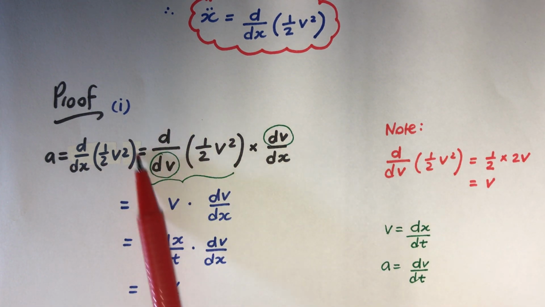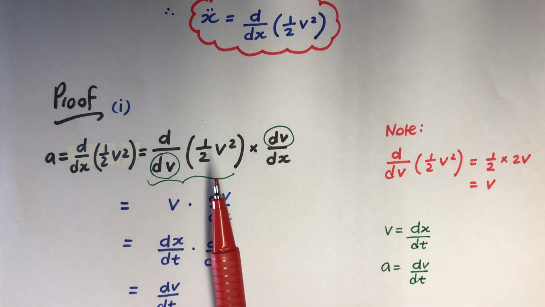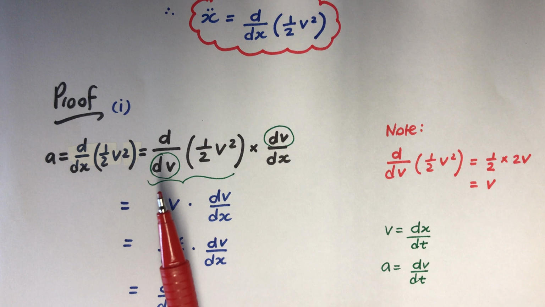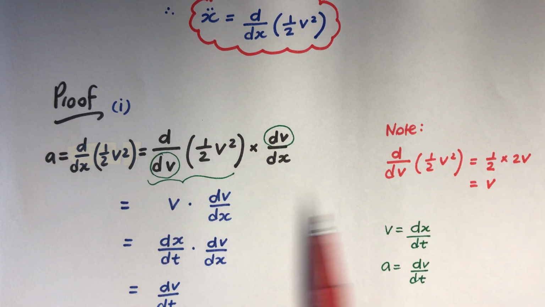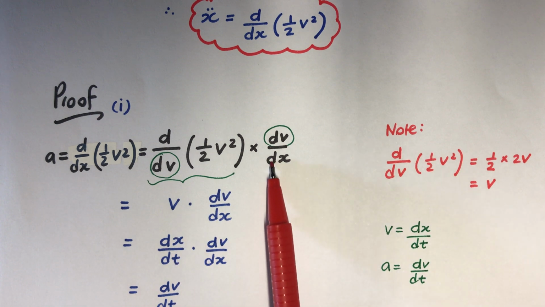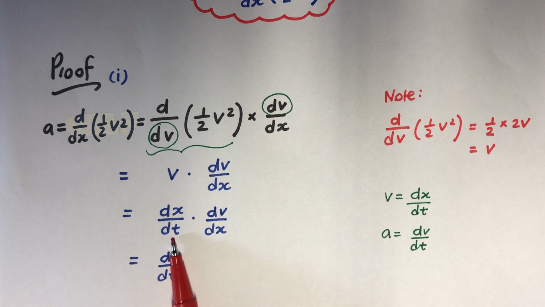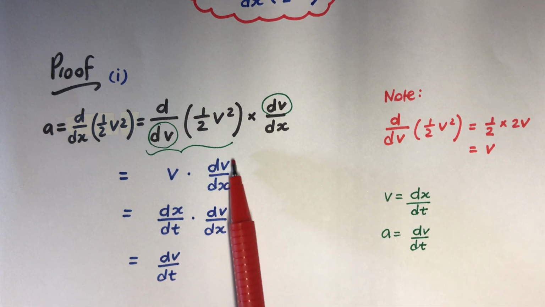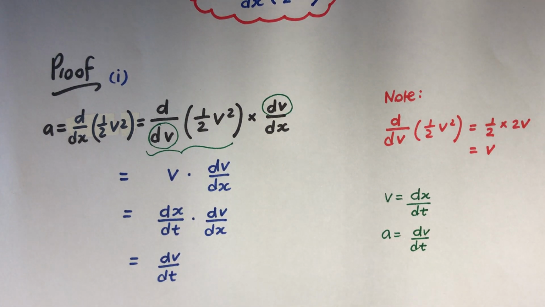Okay, but this we can actually differentiate, the half v squared in terms of v. It's half times 2v, which is v, so that itself is v, and I'll bring this down. Now v in terms of t is dx/dt, and that also brings down, and if I cancel the dx, I'll get dv/dx. Okay, so that we can write as dv/dt.